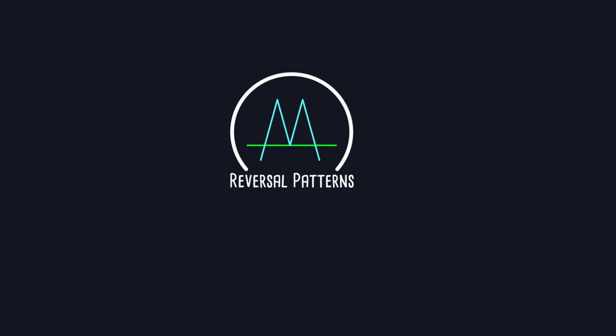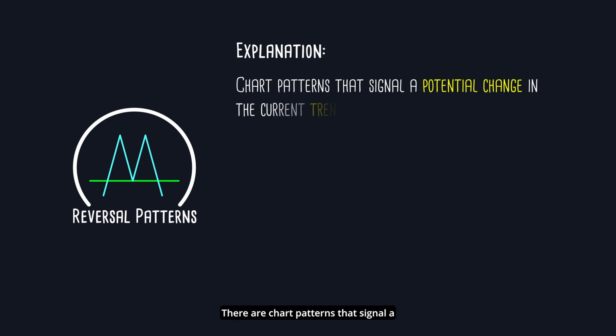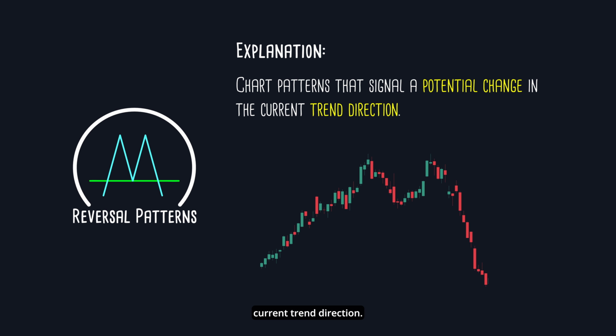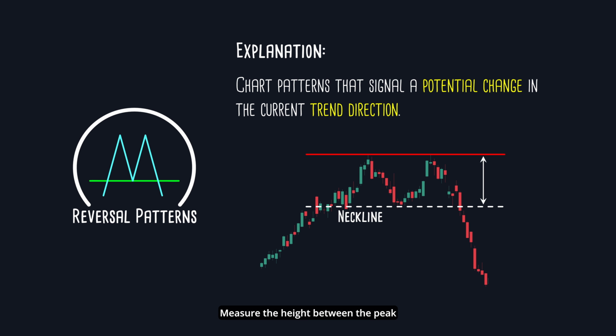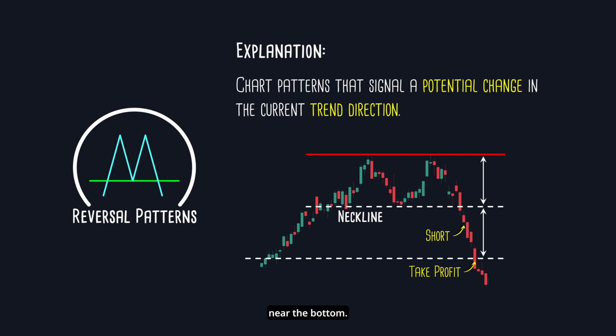Reversal patterns. They are chart patterns that signal a potential change in current trend direction. For example, here you can see that the price touches the peak twice before reversing back down, suggesting a potential trend shift. To trade reversal patterns, start by identifying the neckline. Measure the height between the peak and the neckline and project the height downwards. Enter your short position just below the neckline once the price confirms the downtrend. Then exit your trade at the projected target near the bottom.